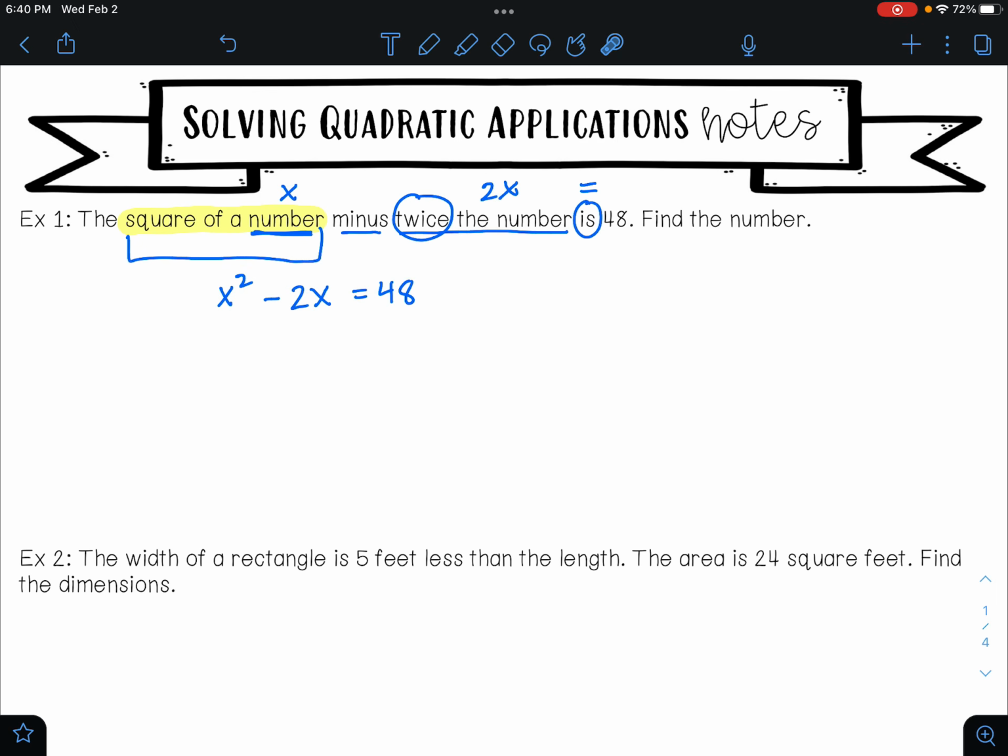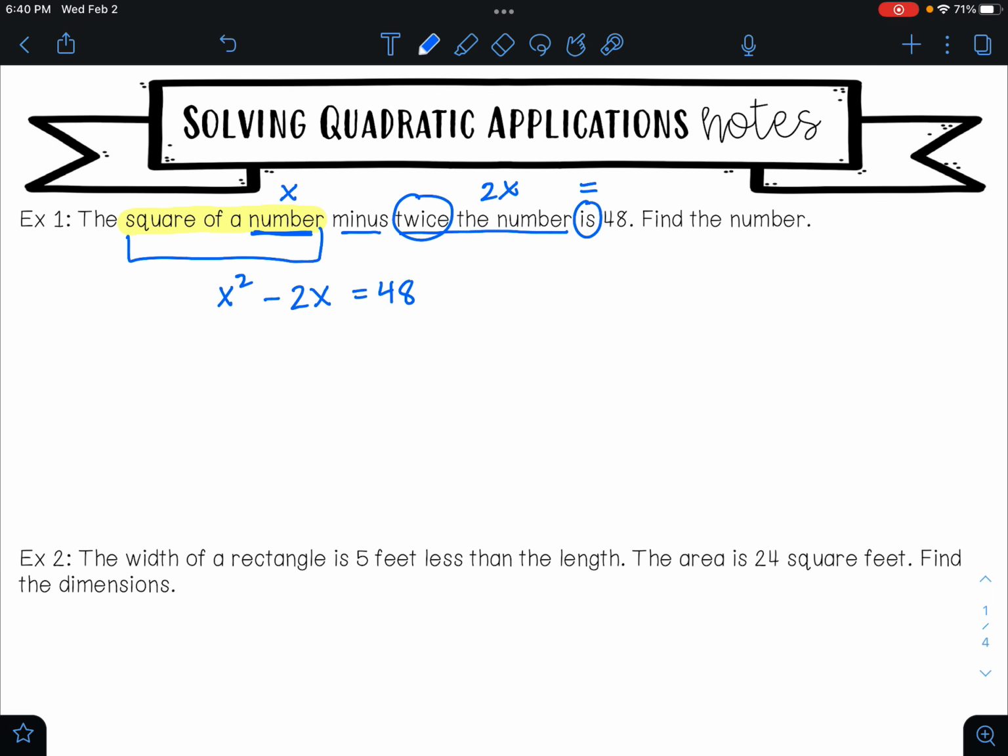Now, we've learned 4 different methods for solving quadratic equations: factoring, taking square roots, completing the square, and the quadratic formula. You can use whatever method that you would like here to solve. The only method that wouldn't work is taking square roots because we have a bx term here. So we could either solve by factoring or solve by quadratic formula or completing the square, whichever you prefer. I'm going to solve this one by factoring.